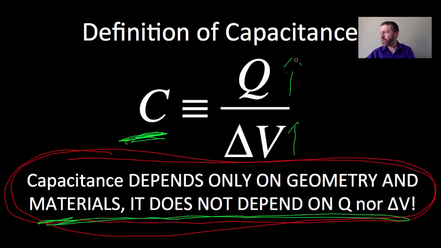If this, by contrast, goes down, if you drain charge off of it, the delta V across it will go down. And vice versa. You can change the voltage, that'll change the charge. So a very important thing to understand is that the capacitance does not depend on Q or delta V. It depends on geometry and materials. Let's start with the geometry aspect of this, and you'll see what I mean.